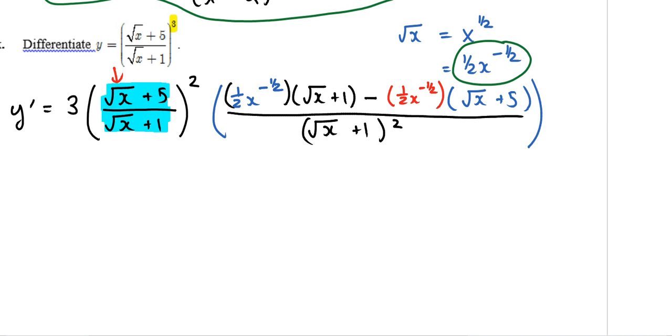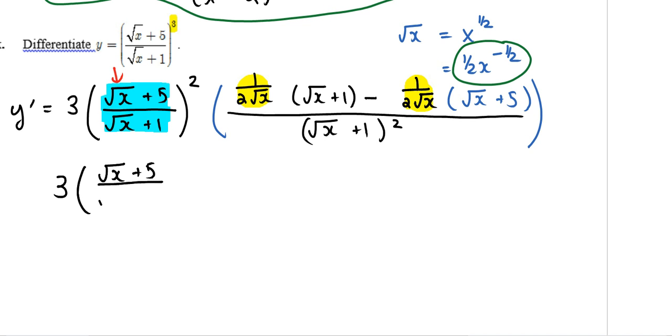Alright, so let's simplify this. One thing I'm going to do right now is delete this expression and rewrite that as 1 over 2 root x. I'm also going to delete this expression over here, which is also 1 over 2 root x. Hopefully you can see that I can factor out these two expressions, highlighted in yellow. So if I rewrite this, this will be 3 times root x plus 5 all over root x plus 1 all squared. I factor out the 1 over 2 root x.